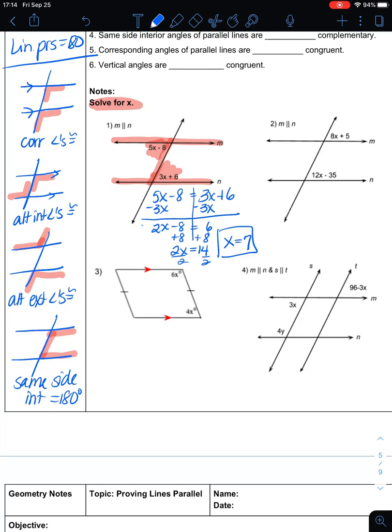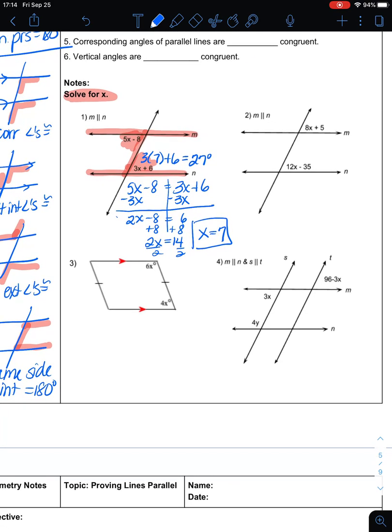However, if I did want to know how big the angle was, then I could say 3 times 7 plus 6, and substitute: 21 plus 6 is 27. So those angles are both 27 degrees. If I do a double check, 5 times 7 minus 8 is also 27, and so it checks out. That's what we wanted to happen, we wanted them to be equal to each other.